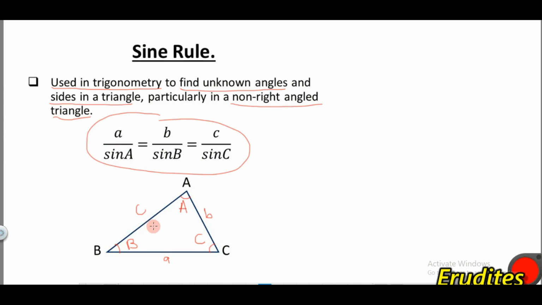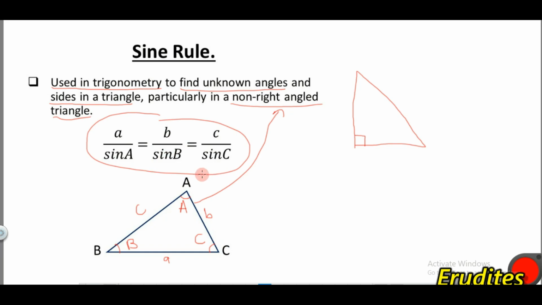This triangle is a non-right angled triangle. A right angled triangle is like this. It's the one that is inclined at 90 degrees, and you must have this box for it to be a right angled triangle. So this rule applies to a non-right angled triangle. The rule is a over sine A is equal to b over sine B is equal to c over sine C.